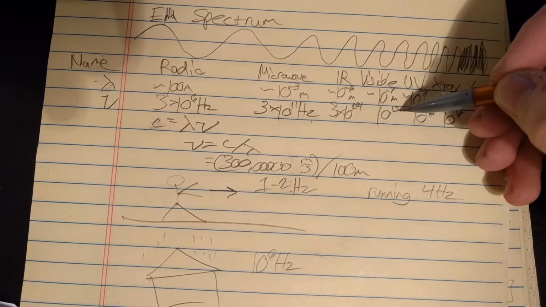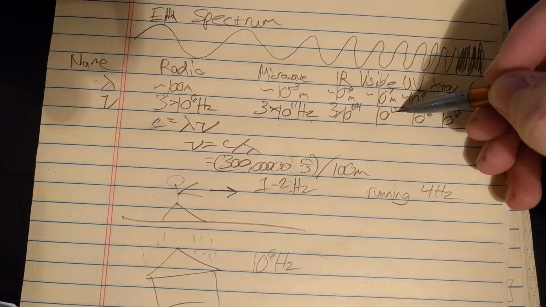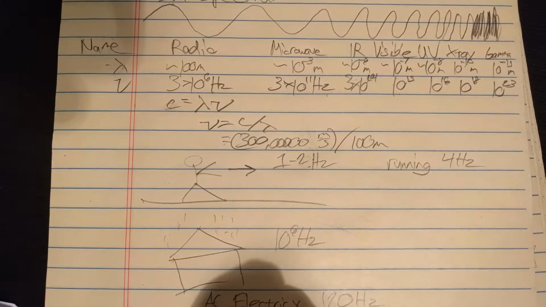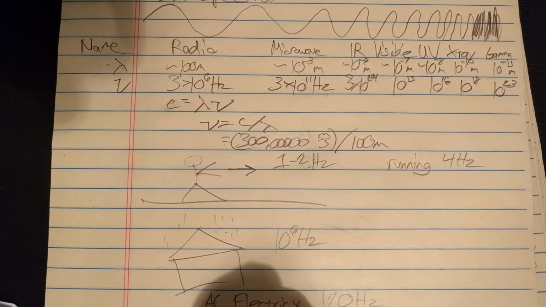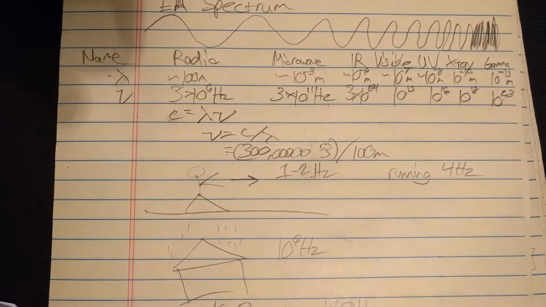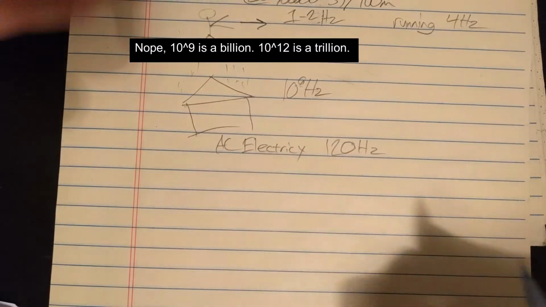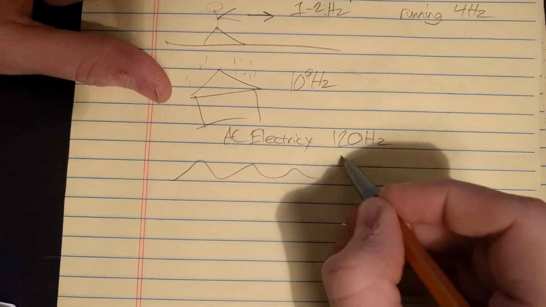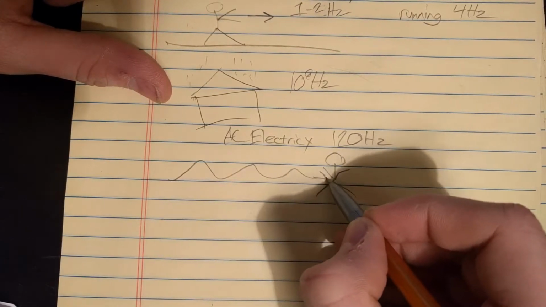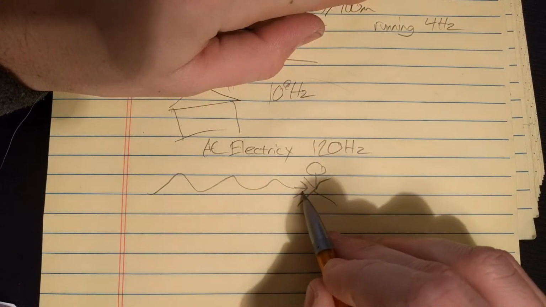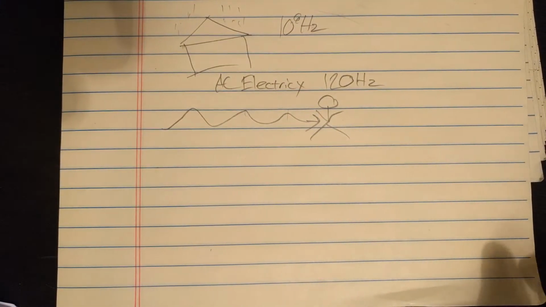So visible light has a frequency of 10 to the 15th hertz. And 10 to the 15 is 1 with 15 zeros after it. And let's see, I believe a billion is 10 to the 12th. So 10 to the 15th is a quadrillion. So if you imagine a light wave passing you while you're sitting here, each second, 1 quadrillion cycles of light are passing through you. Now that's pretty fast.